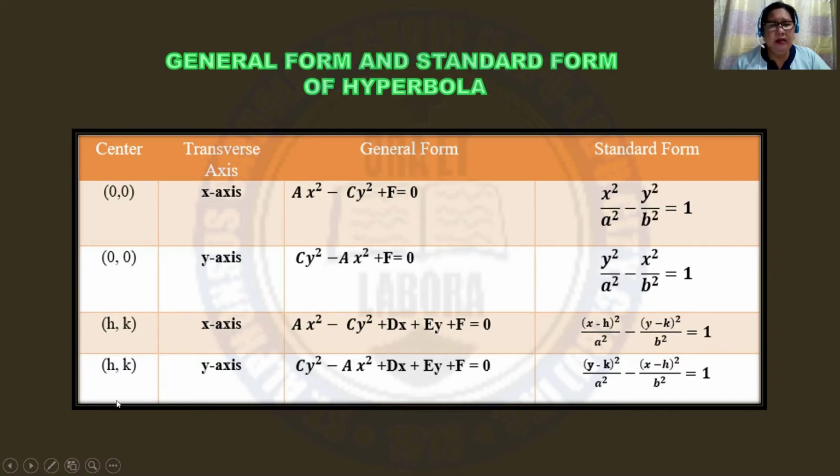And if the center is not at the origin, which is also represented by (h, k), and the transverse axis is the y-axis, the general form is cy² − ax² + dx + ey + f = 0. And the standard form is (y − k)²/a² − (x − h)²/b² = 1.